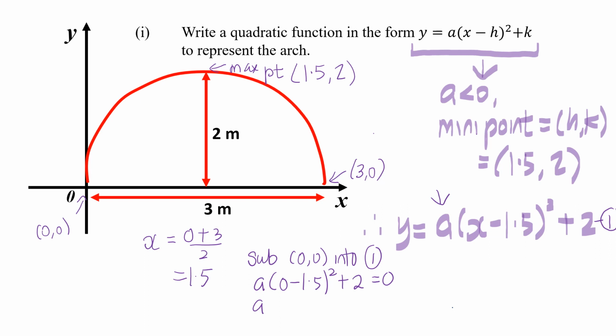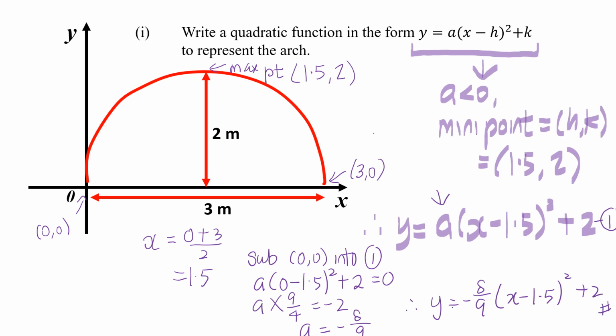So a times 9 over 4 equals negative 2. So a will be negative 2 divided by 9 over 4, which gives you negative 8 over 9. Therefore, your quadratic function will be y equals negative 8 over 9 (x minus 1.5) squared plus 2. This is how you solve the first part.